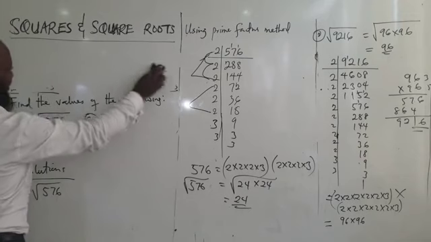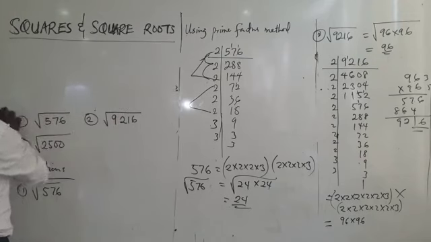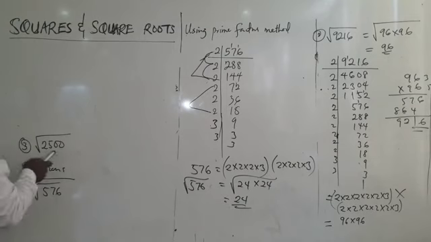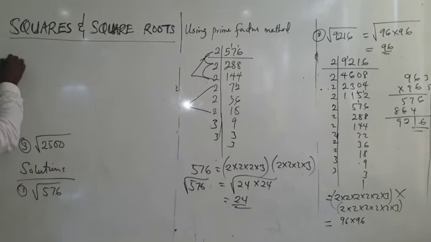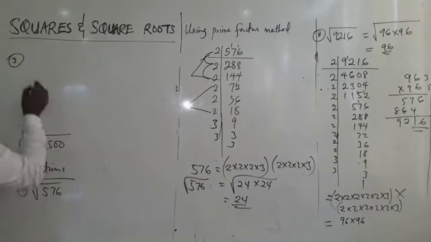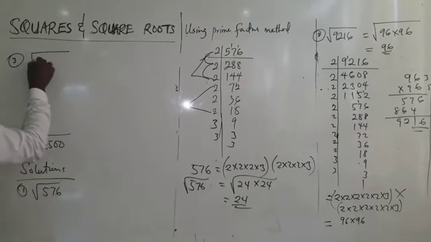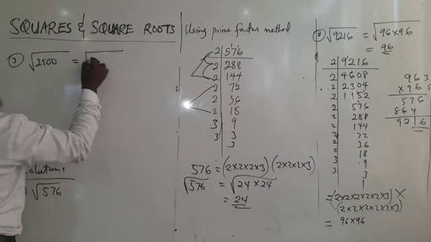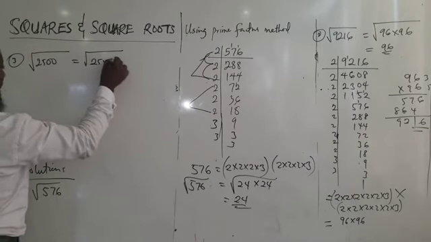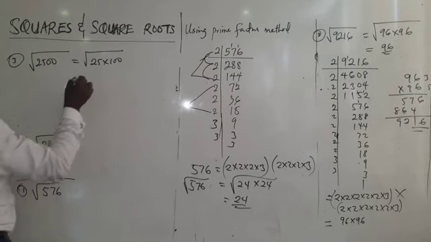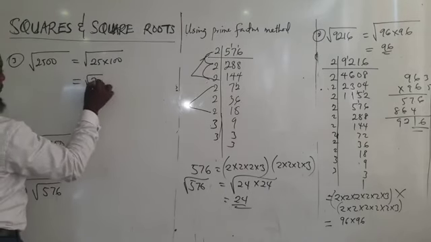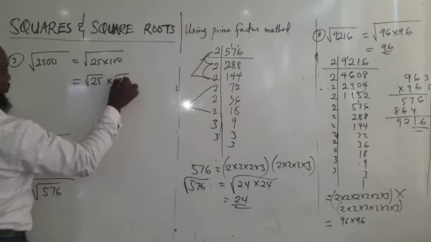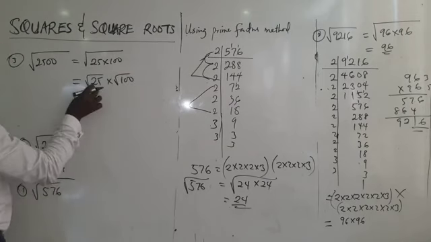Now, we're going to adopt another method under this one. This one ends with 0, 0. Number 3, it ends with what? 0, 0 here. So when you have 2500, we can as well write it as 25 times 100. So we can separate this to be the square root of 25 multiplied by the square root of what? 100.